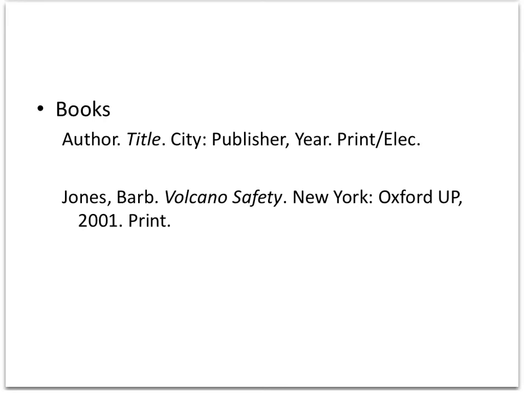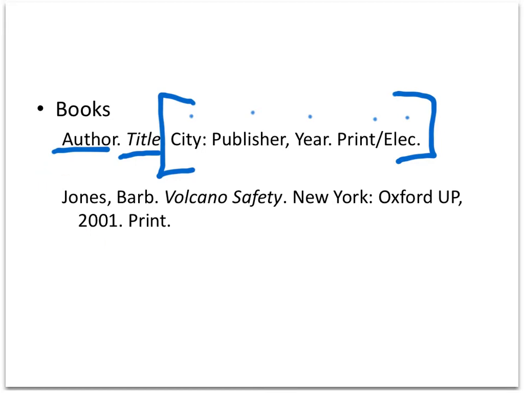The first type of source that we're likely to come across are books. So in the case of standard books, we'll follow a basic format. The author, the title of the book, and now the publication information. For books, we include the city, the publisher, the year, and whether or not that source is print or electronic. So we have those 5 pieces of information there.